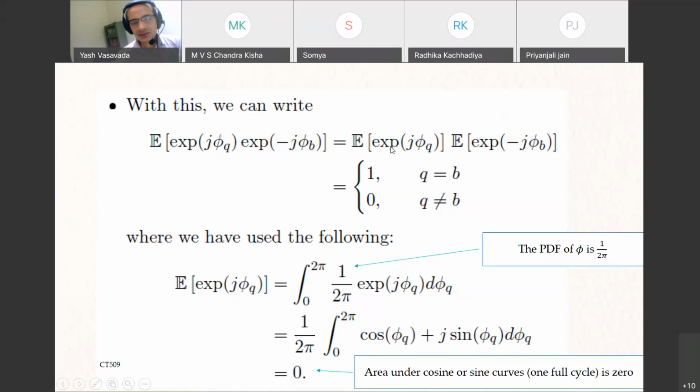And then what I can say is that the result is going to be 1 if actually I'm looking at the same user, meaning Q and B are the same. If Q and B are different, then I'm going to get a 0. So this is just a mathematical way of saying that the phases are random. The implication of the phases for different users being uncorrelated and random gives us this identity. Basically, this expectation is 1 whenever we are considering the same user, otherwise it is 0.